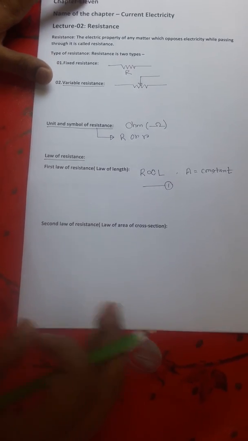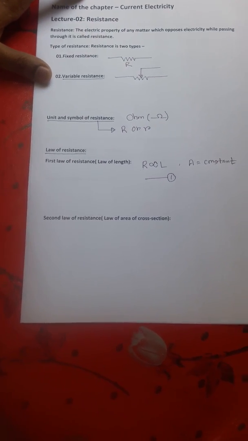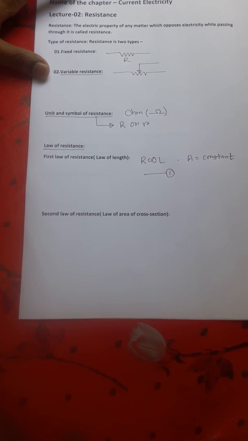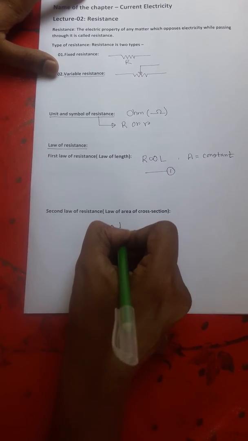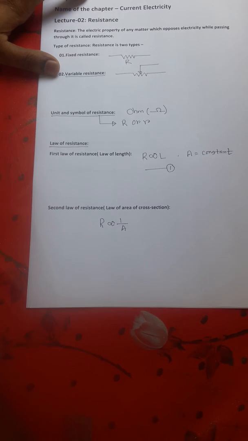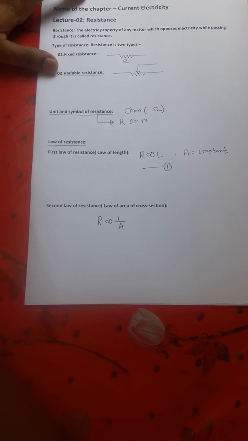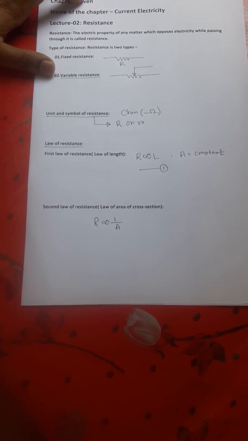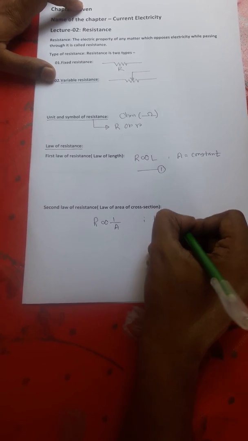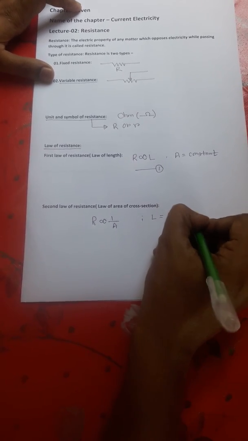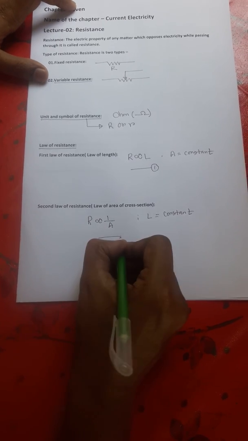Now, the second law of resistance, and this second law is called the area of cross section law of resistance. Resistance is inversely proportional to, I repeat, resistance is inversely proportional to the area of cross section. For a particular condition here, in this case, length is constant or fixed, and this is called equation number 2.